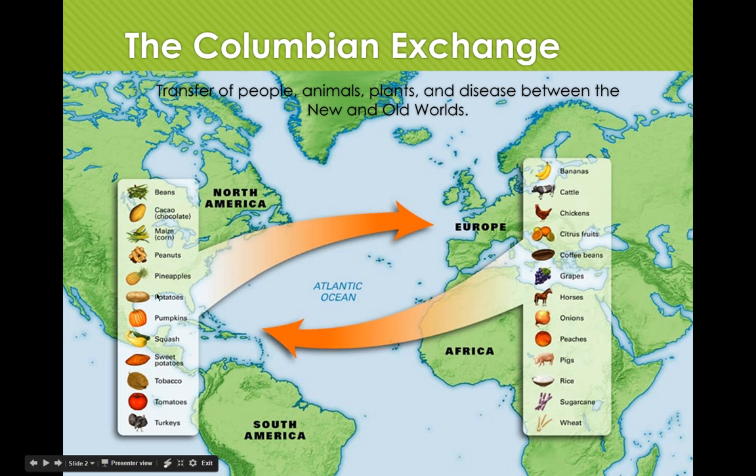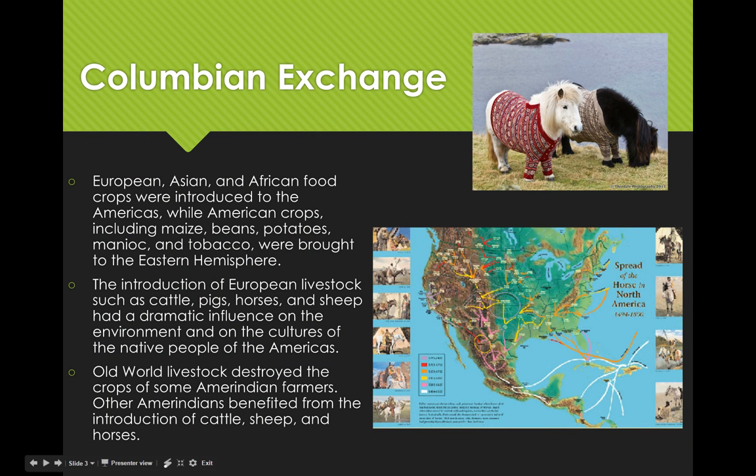Just remember that. So, what is the Columbian Exchange exactly? You have European, Asian, and African food crops being introduced to the Americas. You have American crops, including maize, beans, potatoes, manioc, and tobacco, being brought to the Eastern Hemisphere. And the introduction of these New World food crops is thought to be one of the factors contributing to rapid growth in world population after 1700.